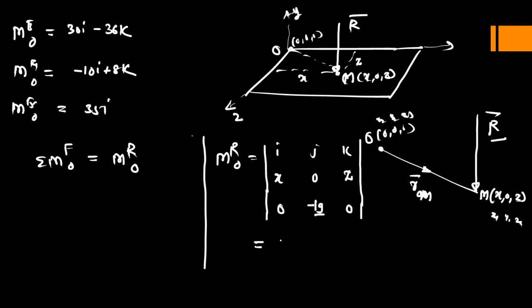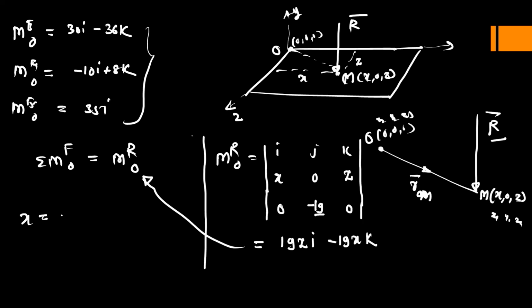So you will get the vector 19Z into unit vector I minus 19X into unit vector K. So put this value here. Okay, equate these two values. Summation of moment means we have to add all the values F1, F2, F3, F4, and F5. And after equating left hand side and the right hand side, you will get the value for X.